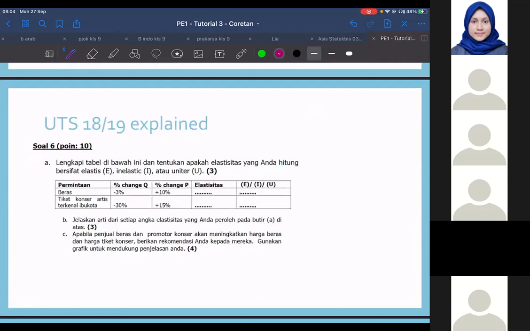Okay, now we try to answer the midterm test from years ago. But I don't find the test in English, so I just screenshot the Indonesian one, the bahasa one. Lengkapi tabel di bawah ini dan tentukan apakah elastisitas yang Anda hitung bersifat elastik, inelastik atau unit. Basically, you are asked to complete the table. The table is for price, and this is for concert ticket.